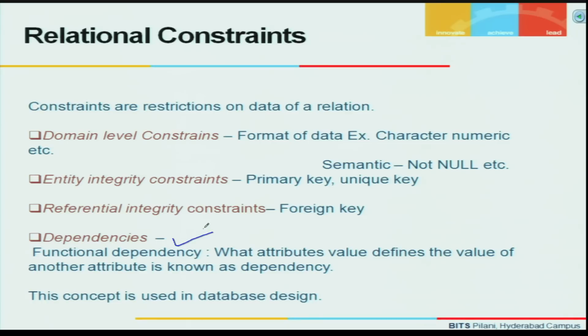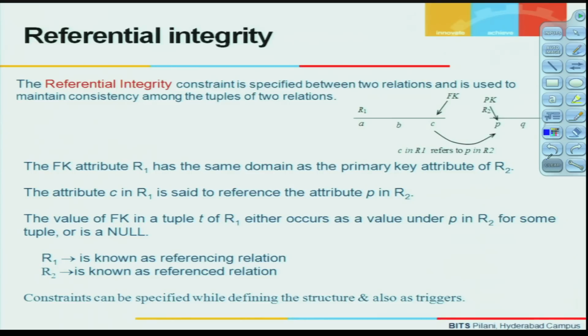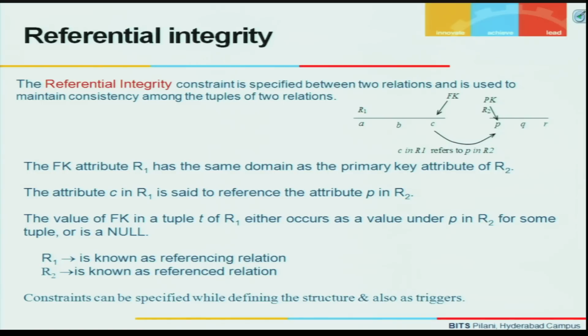Now we will discuss in detail referential integrity, how it can be enforced and what the meaning of it is. In the relational data model it is implemented as foreign keys. The referential integrity constraint is specified between two relations and is used to maintain the consistency among the tuples of two relations. It is a very important and complex feature of the relational data model, and this helps us in maintaining the consistency in the database.